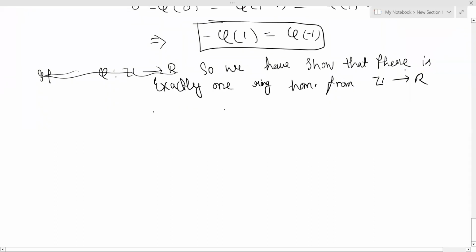Okay, let's do B part. If no one wants to do interesting questions, let's do only your practice assignment. There is a ring homomorphism from Z mod 3Z, the integers modulo 3, to the ring Z mod 6Z, the integers modulo 6.